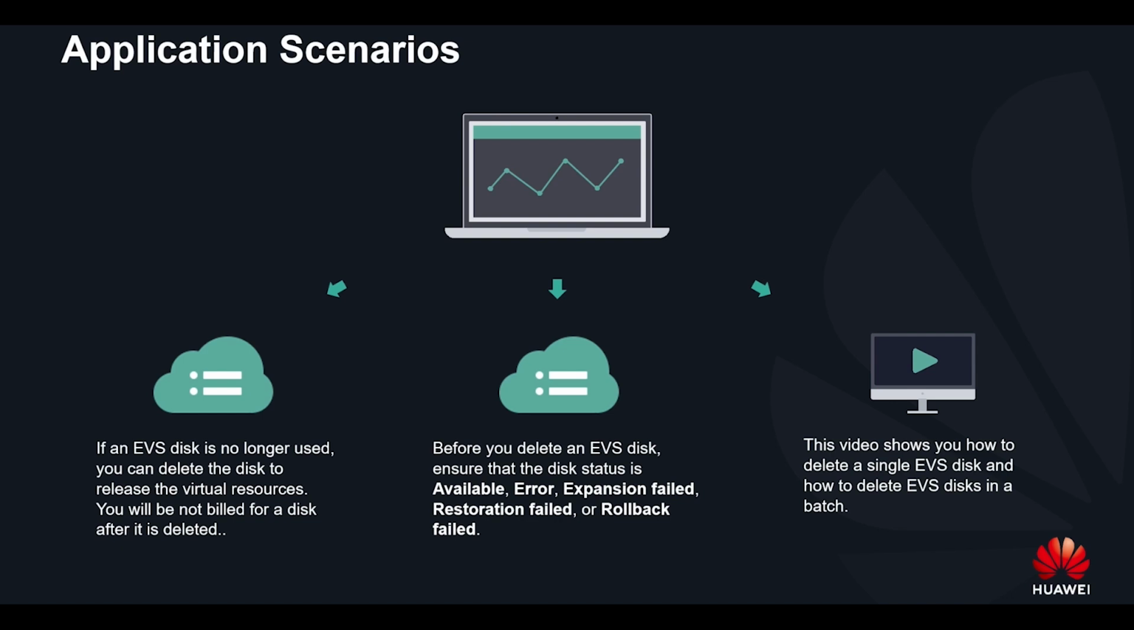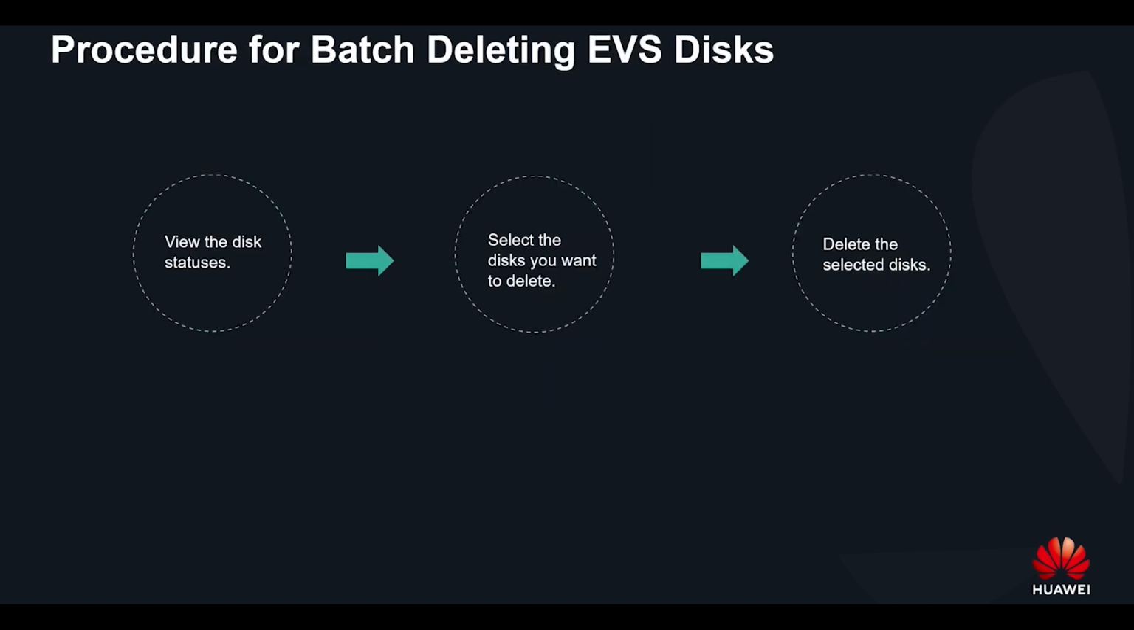The procedure for deleting a single disk is as follows. 1. View the disk statuses. 2. Select the disks you want to delete. 3. Delete the selected disks.